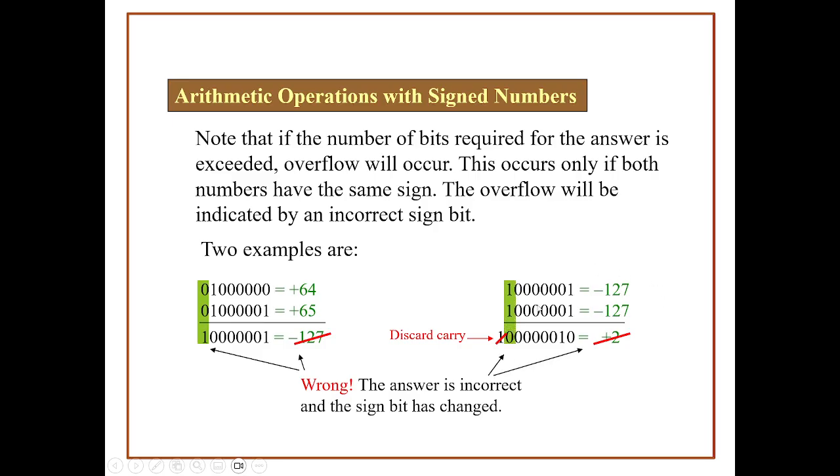Now here, in this case, we can see there is an additional 1 over here. We discard the carry, and we have 00010. So the answer is incorrect and the sign bit has changed. We always need to note that if the bits required for the answer are exceeded, overflow will occur. So we have to be careful on this point. The overflow, always remember, will be indicated by an incorrect sign bit. We always have to check if we got any overflow. This only occurs if both numbers have the same sign.